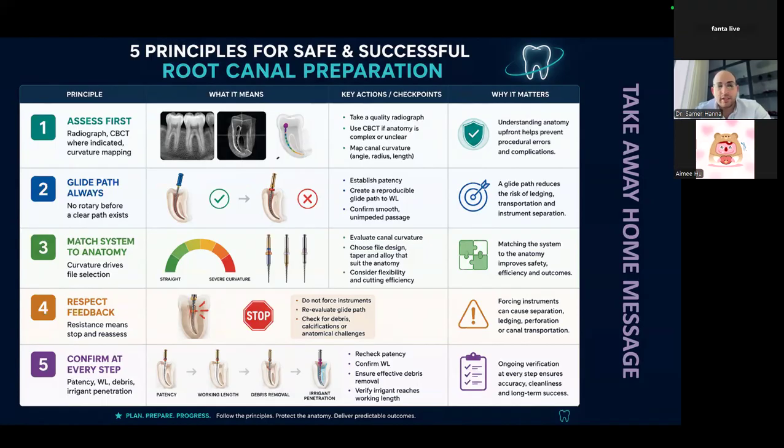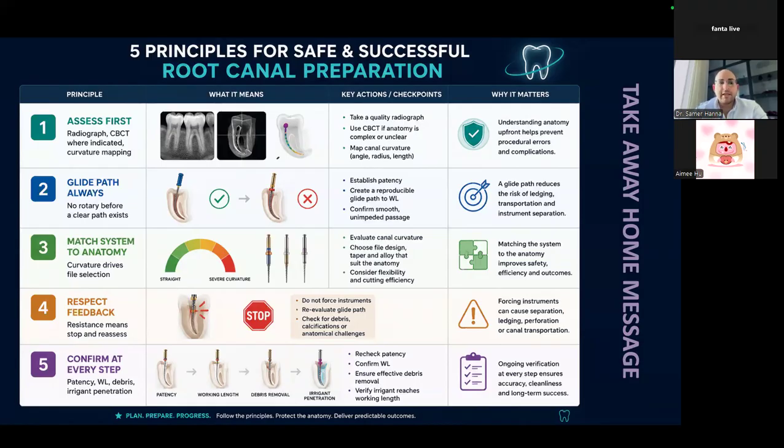Match system to anatomy. Curvature drives file selection. So the bigger the curvature is, or the steeper the angle is, then choose a system that allows this to improve safety and efficacy and outcomes.